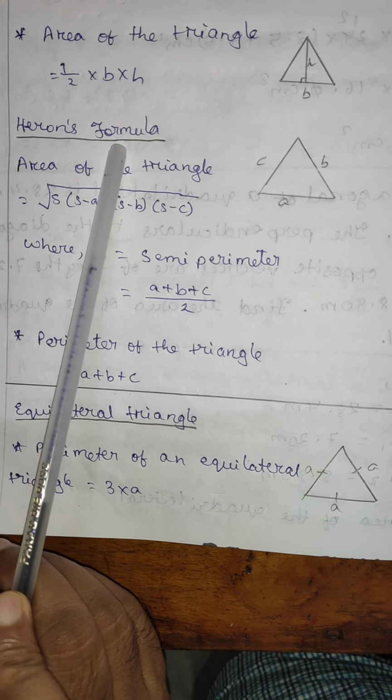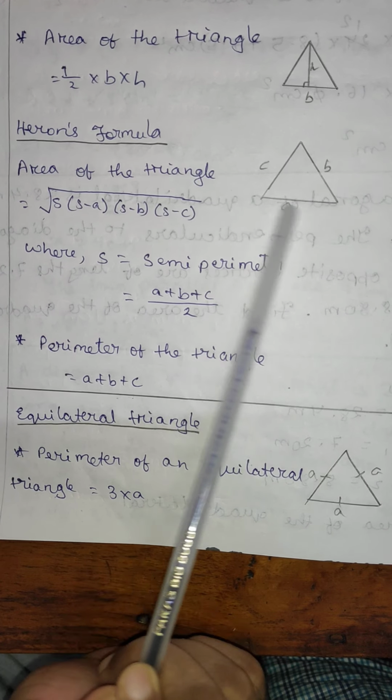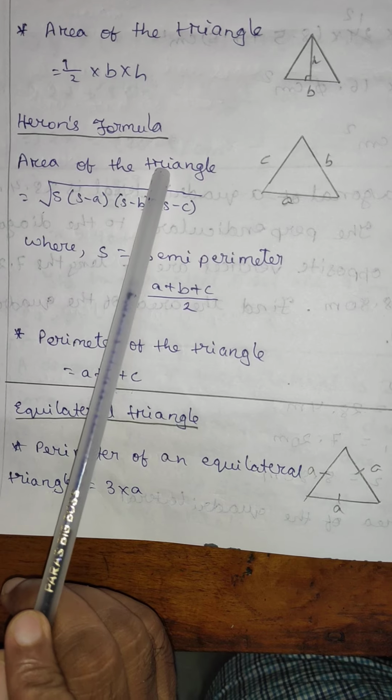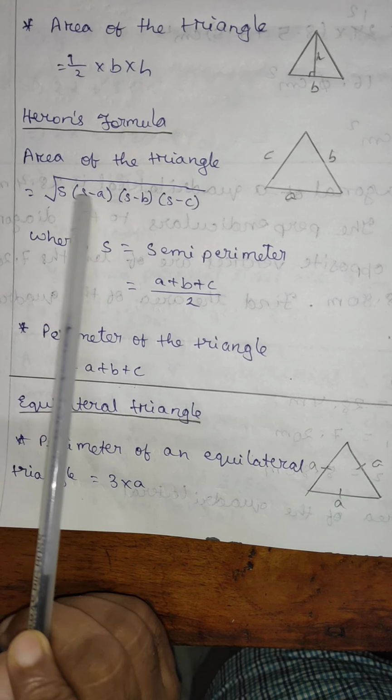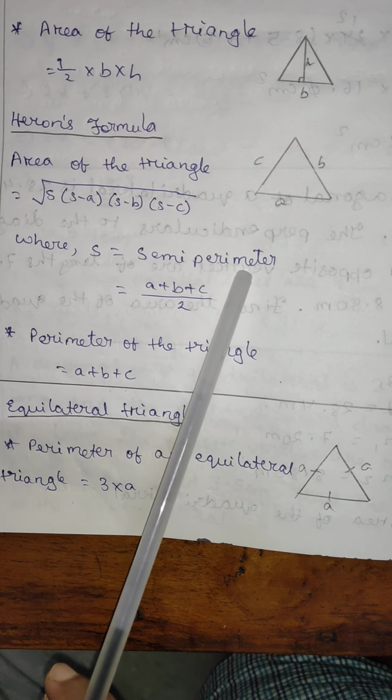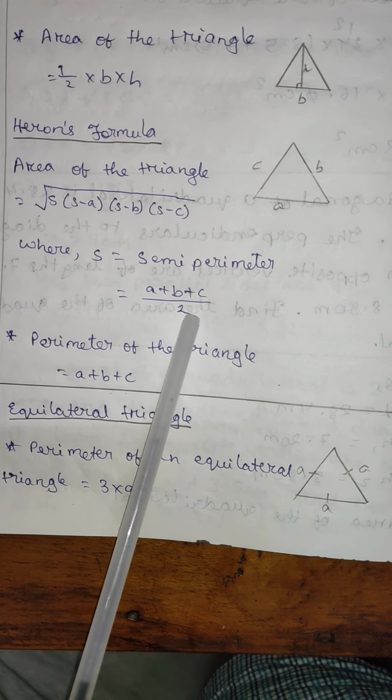Now Hero's formula. When three side measurements are given, then only we can use Hero's formula. Area of the triangle, square root of s into s minus a, s minus b, s minus c, where s stands for semi-perimeter, formula a plus b plus c by 2.